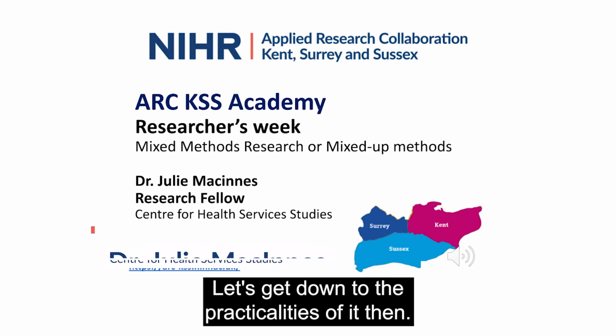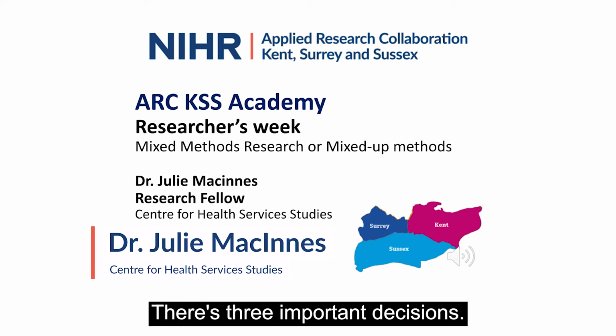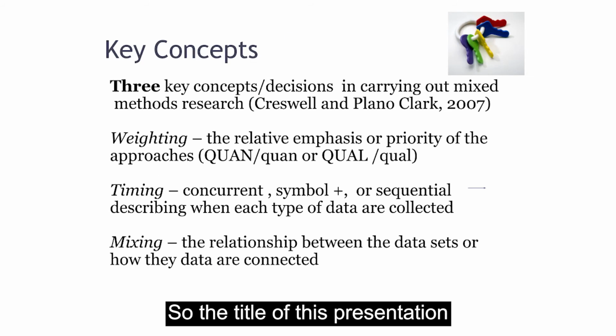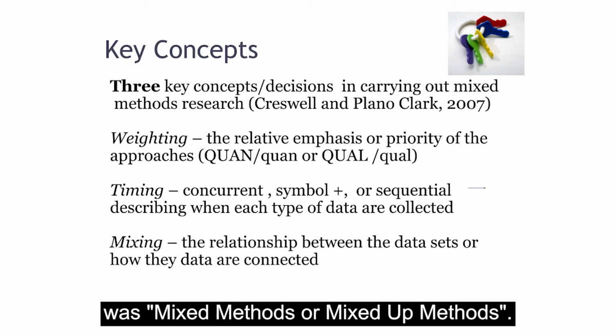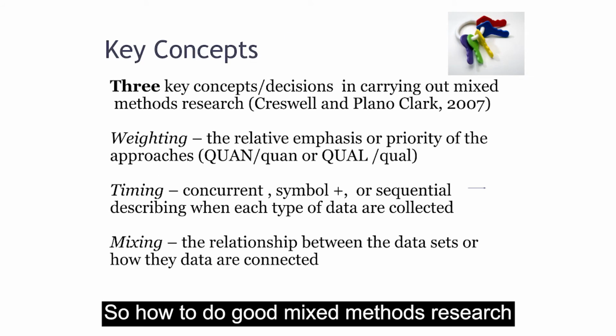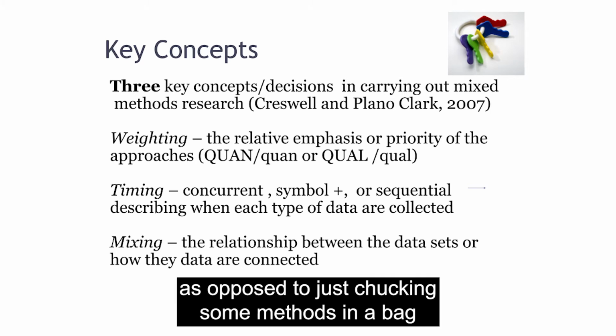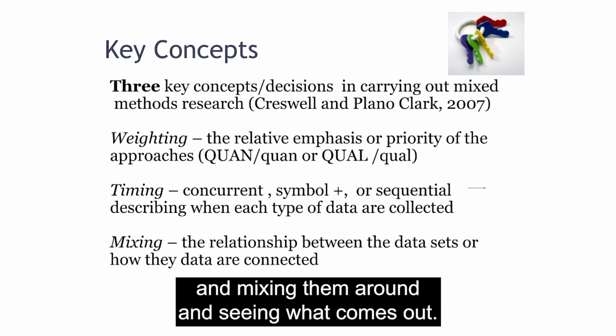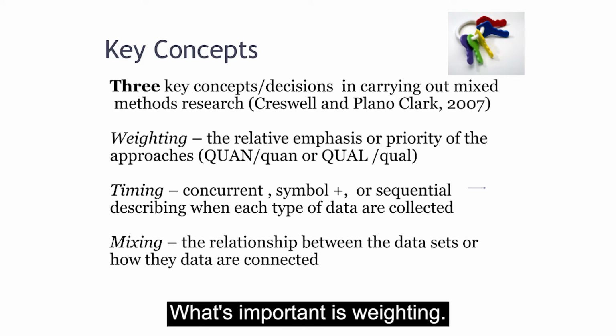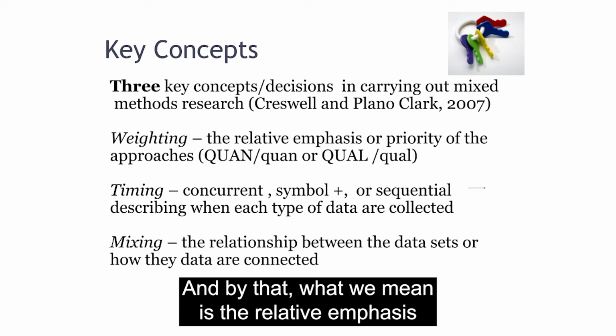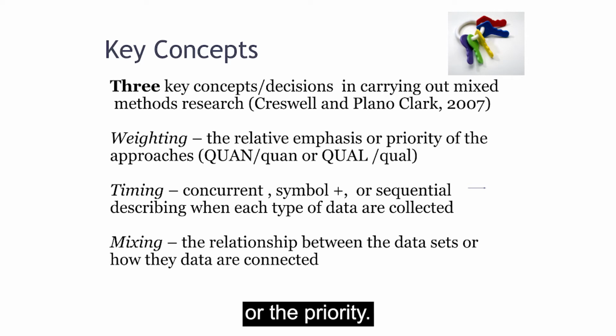Well, let's get down to the practicalities of it then. There are three important decisions. The title of this presentation was Mixed Methods or Mixed Up Methods. So how to do good mixed methods research, as opposed to just chucking some methods in a bag, mixing them around and seeing what comes out. What's important is weighting. By that, we mean the relative emphasis or the priority.